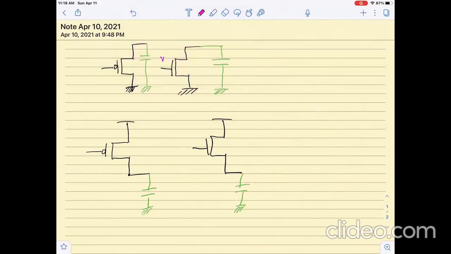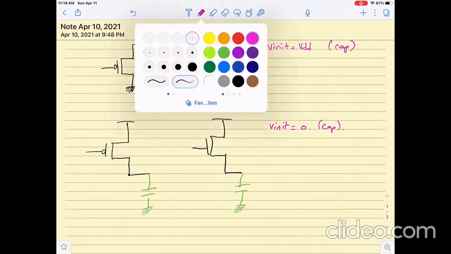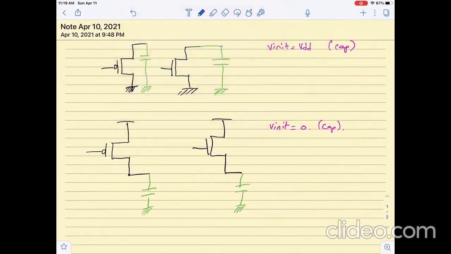So let us say that here V init is equal to VDD, and here V init on the capacitor is equal to 0. Now let us look at what would turn on the device to connect the output node to ground.